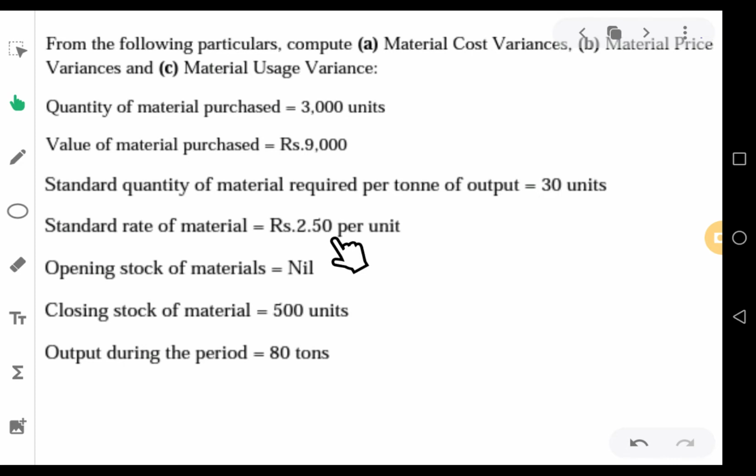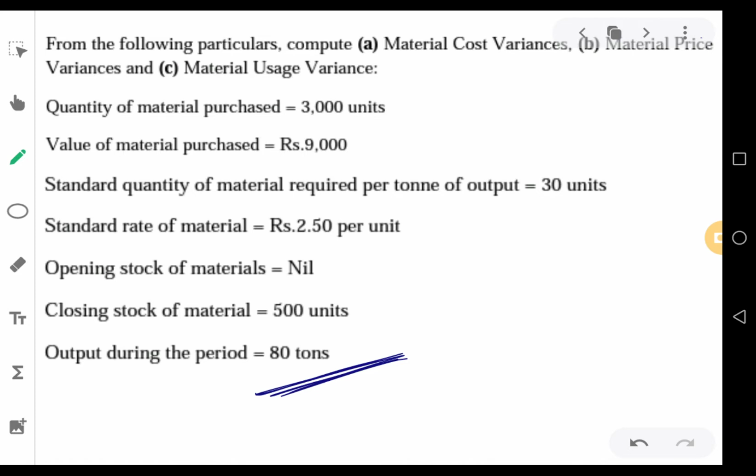Standard rate is given. Standard quantity is given, but it is given for 1 ton of output. Then they have mentioned opening stock of materials is nil, there is no opening stock, and closing stock of materials is 500 units. Output during the period is 80 tons. This 80 tons is the actual output produced during this particular period.